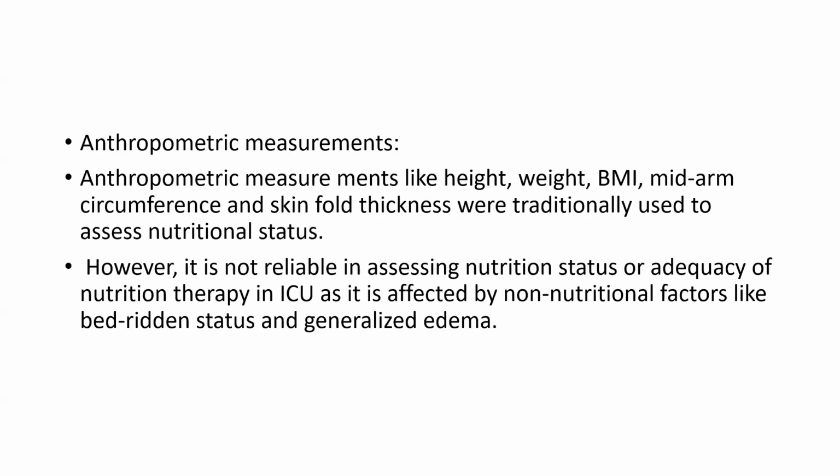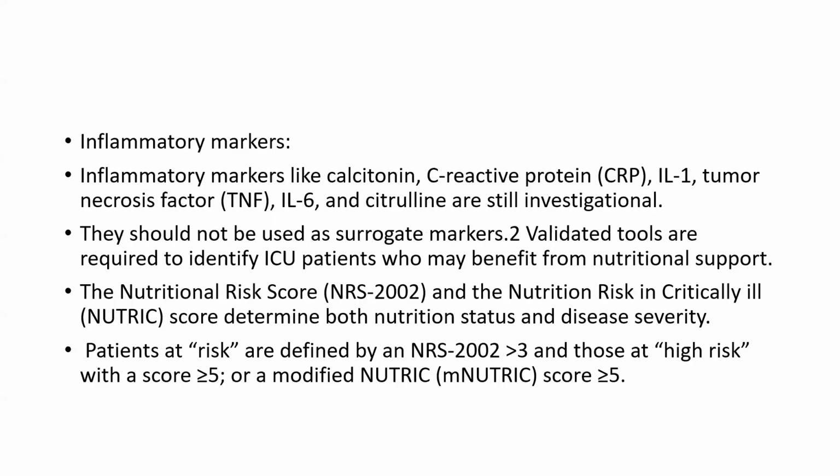Now the next is anthropometric measurement like height, weight, BMI, mid-arm circumference, skin fold thickness, which were traditionally used to assess nutritional status. However, it is not reliable in assessing nutrition status or adequacy of the nutrition therapy in ICU as it is affected by non-nutritional factors like bedridden status and generalized edema. Now about inflammatory markers. Inflammatory markers like procalcitonin, C-reactive protein, interleukin-1, TNF, interleukin-6, and citrulline are still under investigation. They should not be used as surrogate markers.